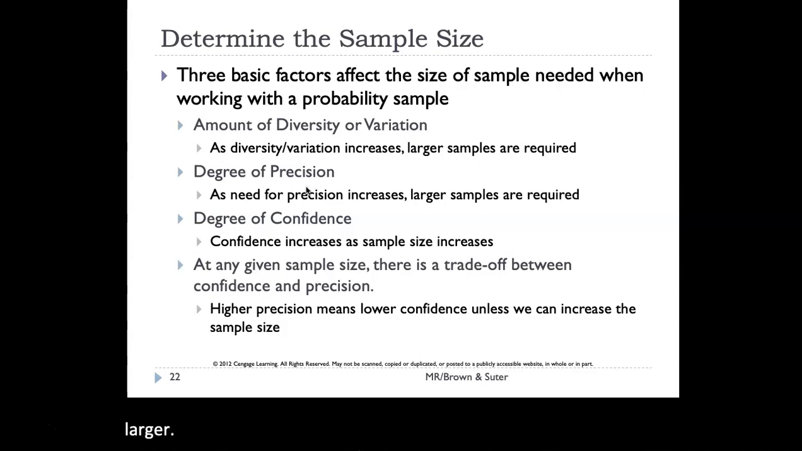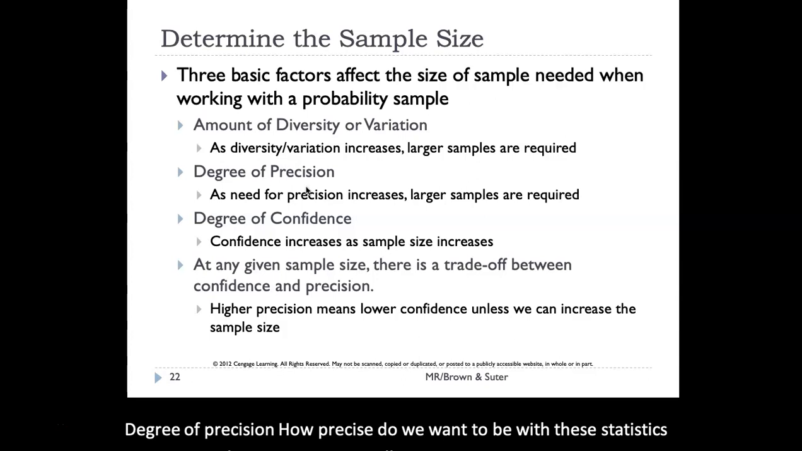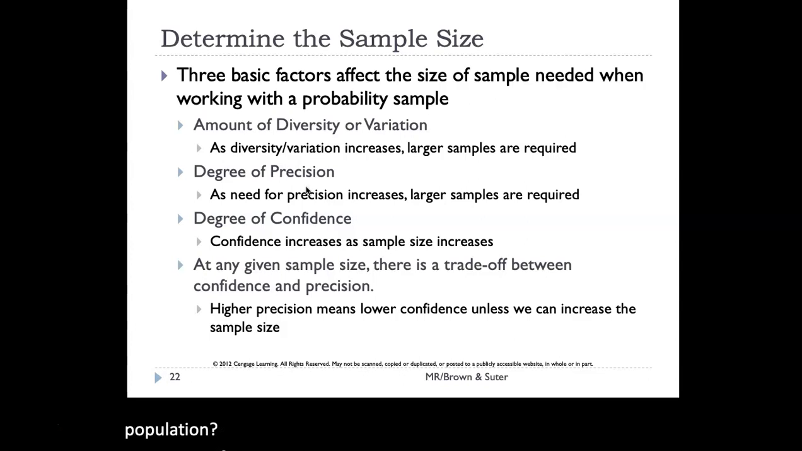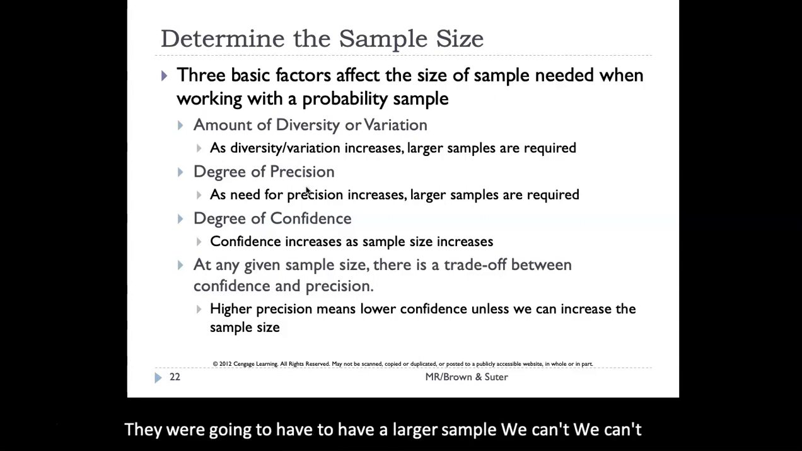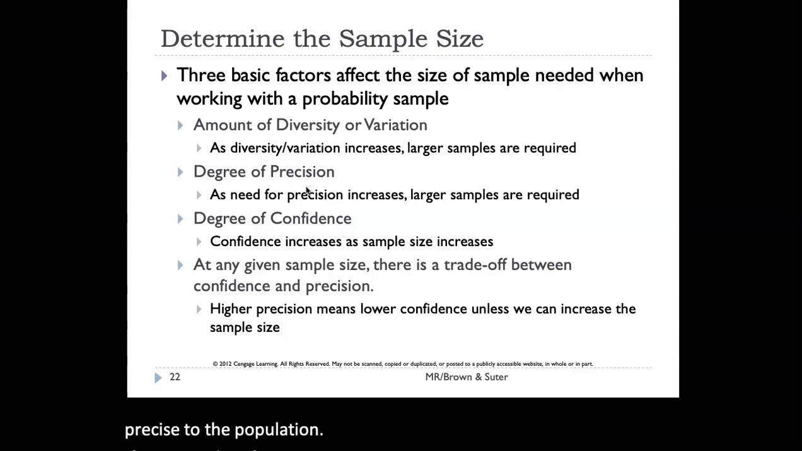Degree of precision. How precise do we want to be with these statistics? Do we want these statistics to really hone in on what the population represents? If we want that precision to be very tight, then we're going to have a larger sample. We can't interview 2 people and think that those statistics are going to be very precise to the population. So if we want that information to be very precise, then we're going to have a larger sample.